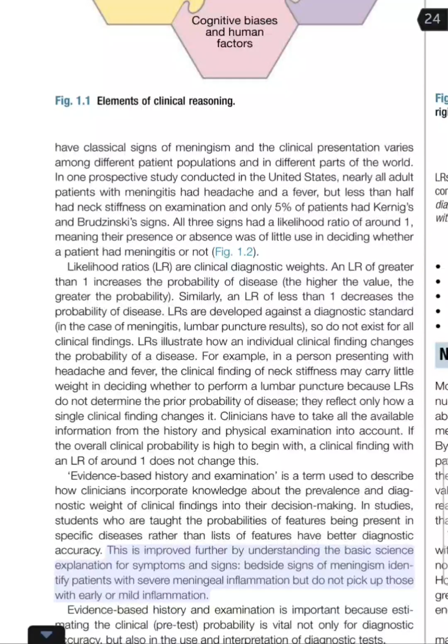This is improved further by understanding the basic science explanation for symptoms and signs. Bedside signs of meningism identify patients with severe meningeal inflammation but do not pick up those with early or mild inflammation.